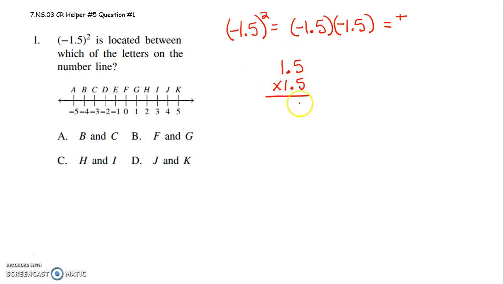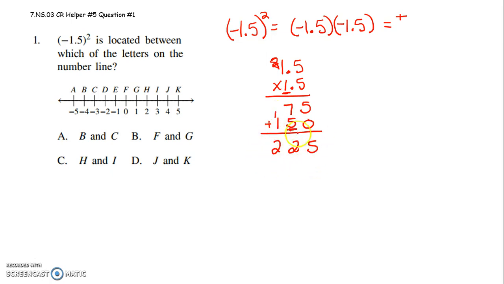You have to be able to long multiply decimals. 5 times 5 is 25. Put down a 5, carry a 2. 5 times 1 is 5, and 2 more is 7. 0 placeholder. Moving over to start here. 1 times 5 is 5. 1 times 1 is 1. Going to add those up. 5, 7 and 5 is 12. Put down a 2, carry a 1. 1 and 1 is 2.